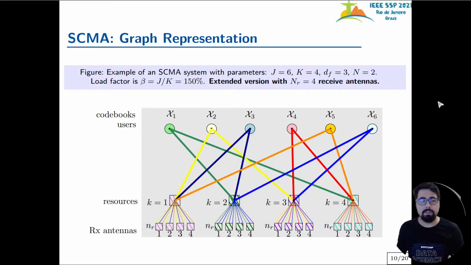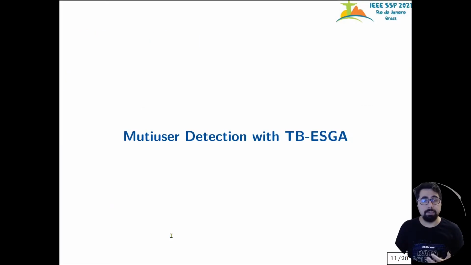The extended version of the function node showed in this illustration, considering 4 receive antennas, reveals that MPA has multiple copies of the same graph to work with. Since users transmitted only one SCMA code word each, the variable nodes are not duplicated. Now I will show the proposed multi-user detection algorithms.